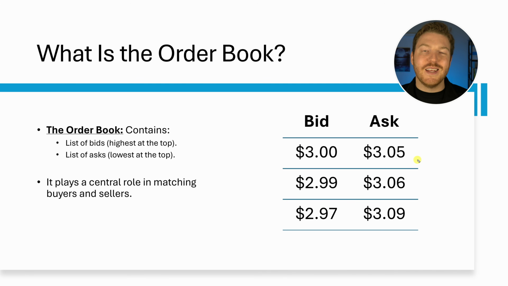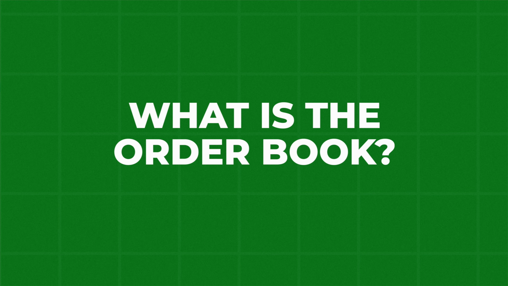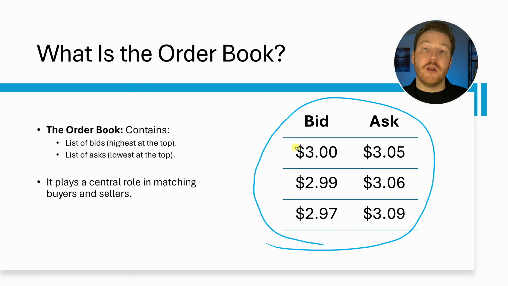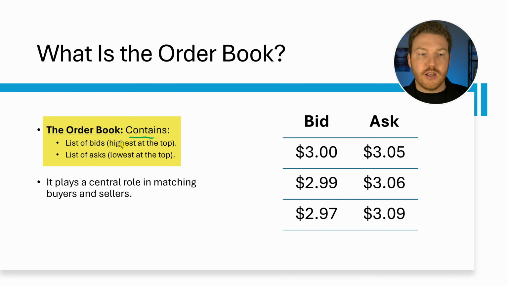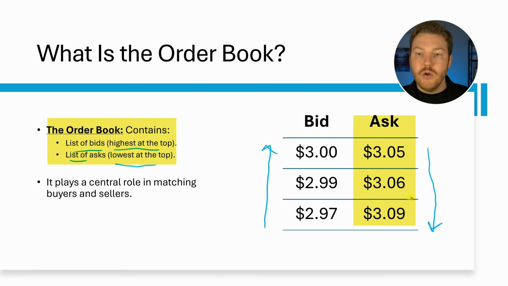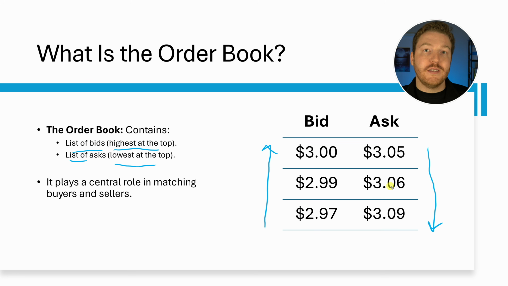Another important concept is the order book. So what is the order book? Well, we can see a representation of what one might look like over here. So the order book contains two things. It contains a list of bids with the highest at the top and the lowest at the bottom. And then it also contains a list of asks with the lowest at the top and the highest at the bottom. So the best deal, if I want to sell something right now, would be the bid at the top that I could get. Whereas if I wanted to buy this thing, the best deal I could get right now is to buy it for $3.05.